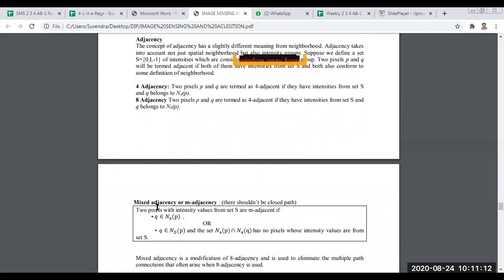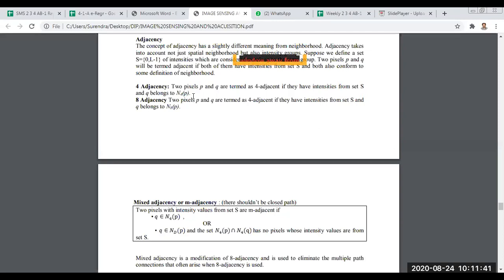So there are three types of adjacency: 4 adjacency, 8 adjacency, and mixed adjacency. What is 4 adjacency? In 4 adjacency, p and q must have the same intensities in the set S, and also q belongs to N4 of p. So q must be in the range of N4 of p.